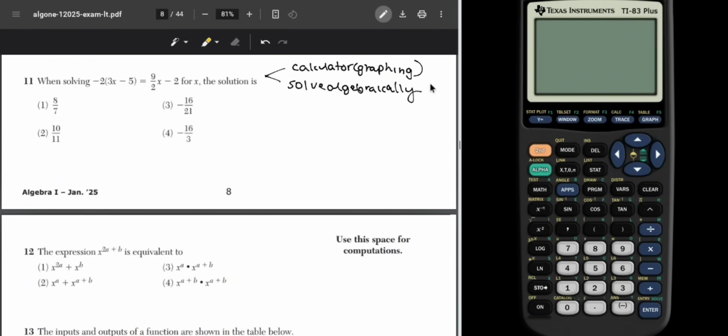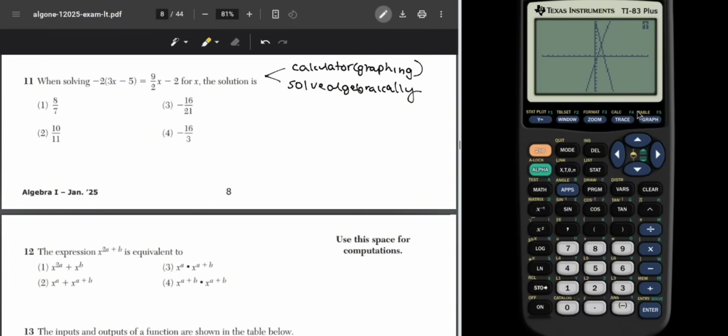So, to solve it graphically, what I'm going to do on my calculator, so I've already cleared my calculator, and on the day of the Regents, your calculator will be cleared. So, I'm going to go to y equals, I'm going to write my first part, negative 2 times 3x minus 5. Make sure you put your parentheses there. Now, for my next equation, I'm going to be graphing 9 over 2x minus 2. And I'm going to graph both equations. Graph the first one and graph the second one. And they want the solution. So the solution is going to be my point of intersection.